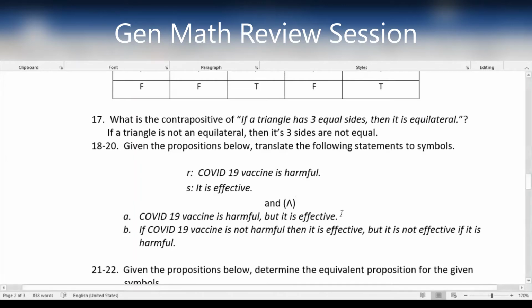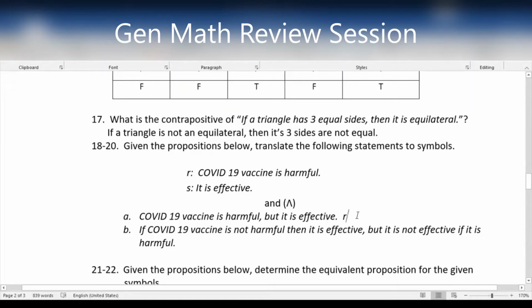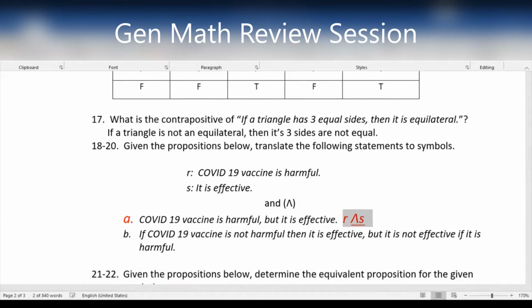The answer here is COVID-19 vaccine is harmful. It represents R. So, asan na yung R ko? Tapos, since but, then you have to use inverted V for and. Copy-paste lang si inverted. So, and dapat yan. Tapos, it is effective is represented by S. O, ayan na po. So, that's the answer. Wait, i-highlight ko lang yung sagot para mas kita nyo. So that's letter A. Okay, next.